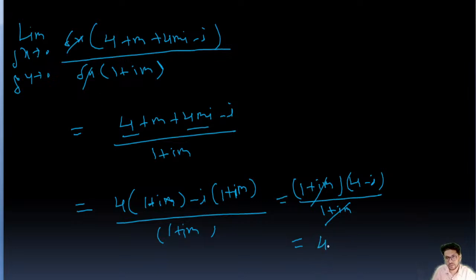So this is 4 minus iota, that means it is differentiable. Differentiable. Okay, differentiable. Next question.